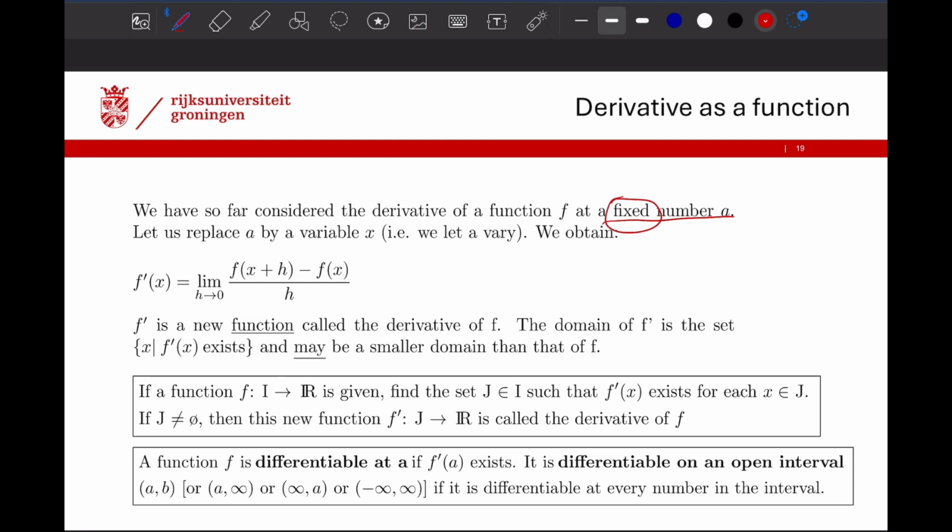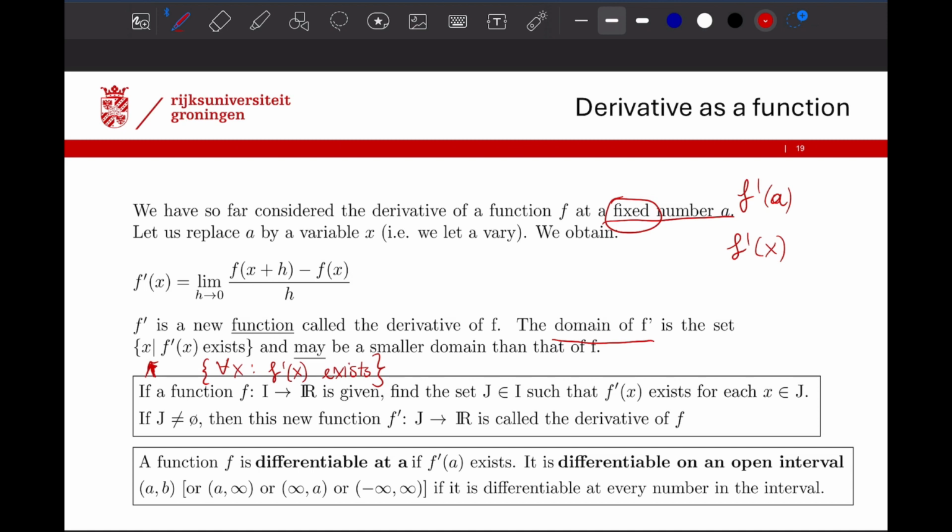So we basically go from f prime of a, as we have done so far, to f prime of x. So f prime is a new function. It's called the derivative of f. And the domain of f prime is the set of all x such that f prime of x exists. I'm not sure if you're familiar with this symbol, but it means "such that." Another way to say it would be: all x such that f prime of x exists.